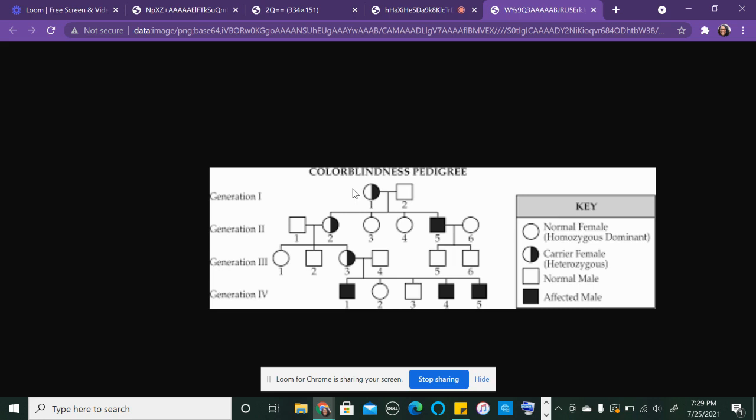Because females have 2 X's, so an X and an X chromosome, that second X can disguise that original X with the genetic mutation. With males, they have an X and a Y, so they only have one X that carries that genetic mutation. So that's why you see all of the males affected with color blindness.